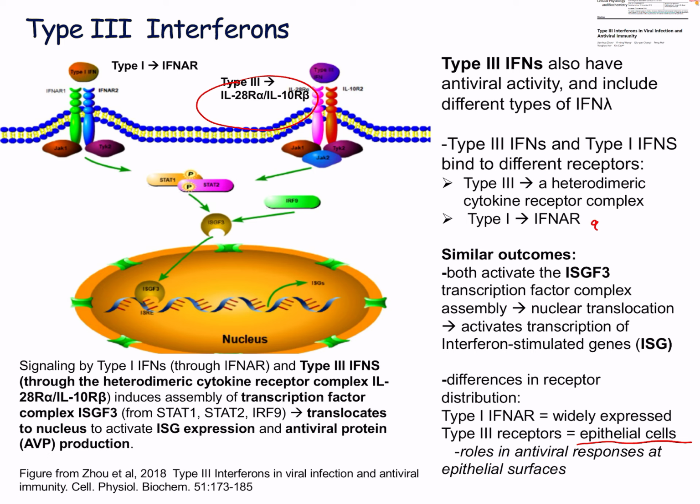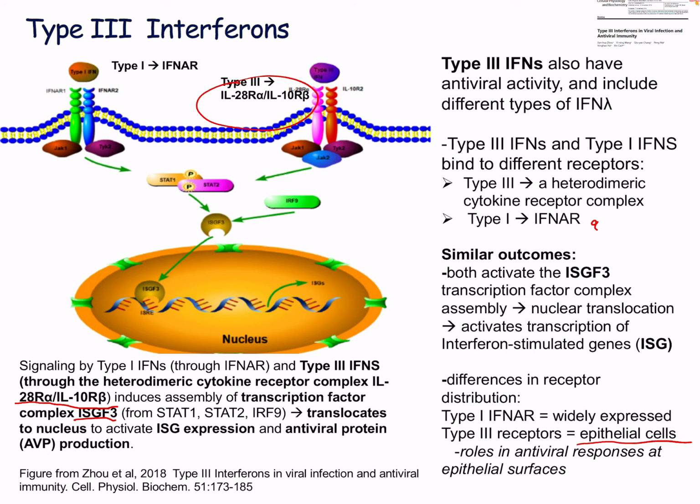So again, we can see here signaling by the type 1 interferons through interferon alpha receptor, and type 3 interferons through the cytokine receptor complex here, IL-28 and IL-10, induces assembly of transcription factor complex, ISGF3, from STAT1, STAT2, and IRF9. This translocates to the nucleus to activate ISG expression and antiviral protein production. Antiviral protein is also written as AVP, and we'll see some of these later.